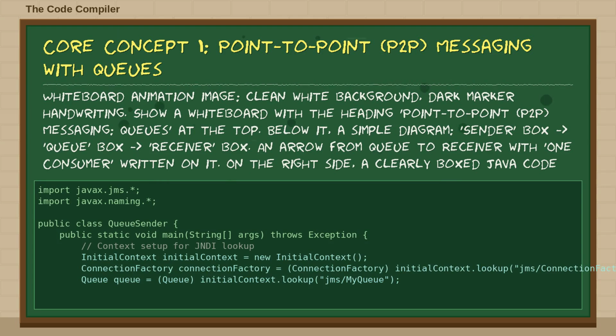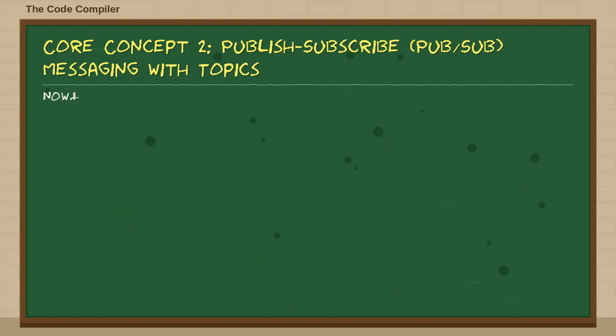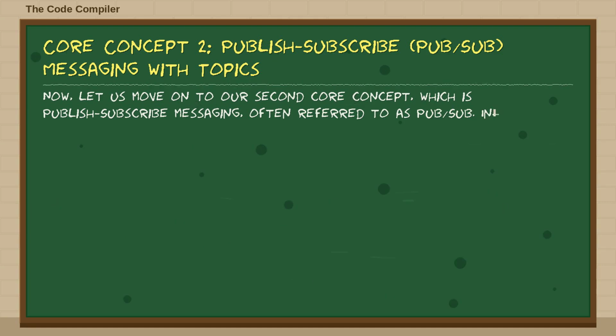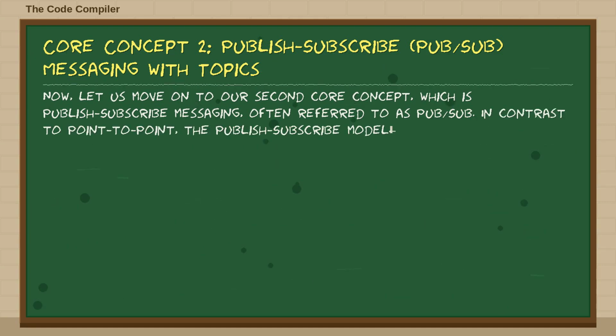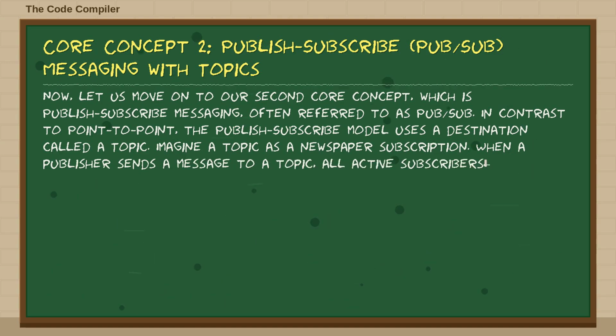Now, let us move on to our second core concept, which is publish-subscribe messaging, often referred to as pub-sub. In contrast to point-to-point, the publish-subscribe model uses a destination called a topic. Imagine a topic as a newspaper subscription. When a publisher sends a message to a topic, all active subscribers to that topic will receive a copy of that message. It is a one-to-many delivery system.